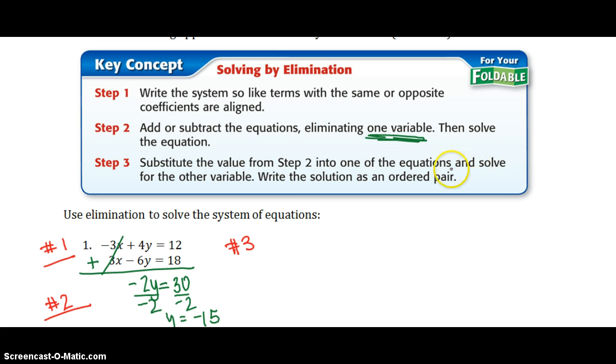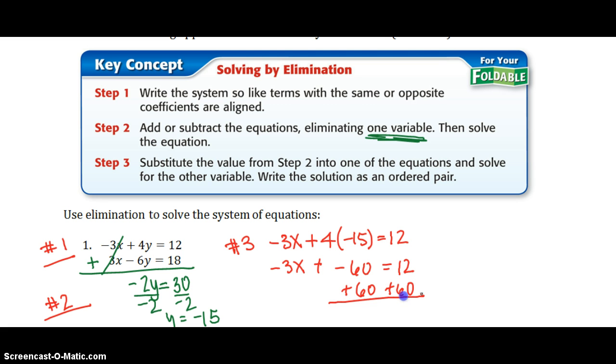of the original equations. It does not matter which equation I use. I'm going to use the first one, probably just because it came first. It really will not matter. So we get negative 3x here plus a negative 60 equals 12. So add 60 to both sides. And negative 3x equals 72. So when you divide by negative 3, x is negative 24.